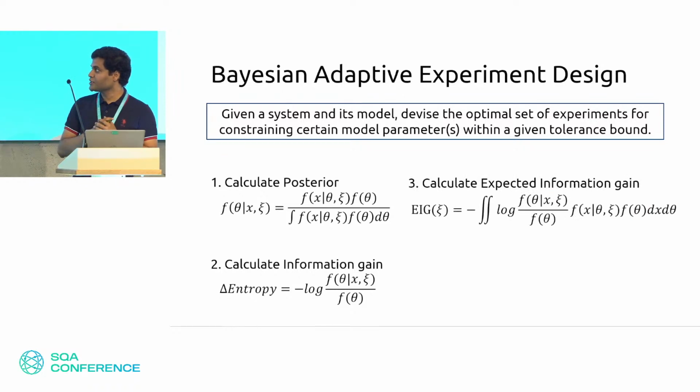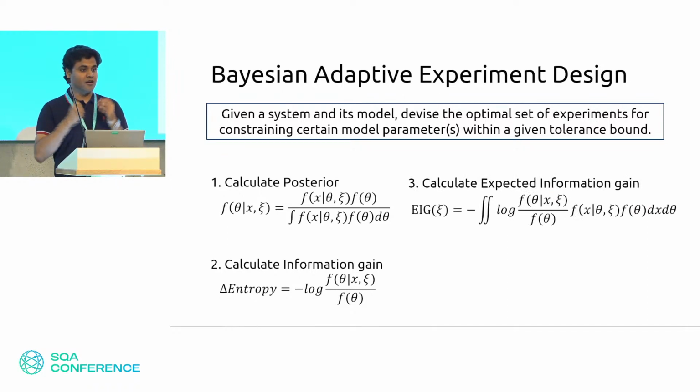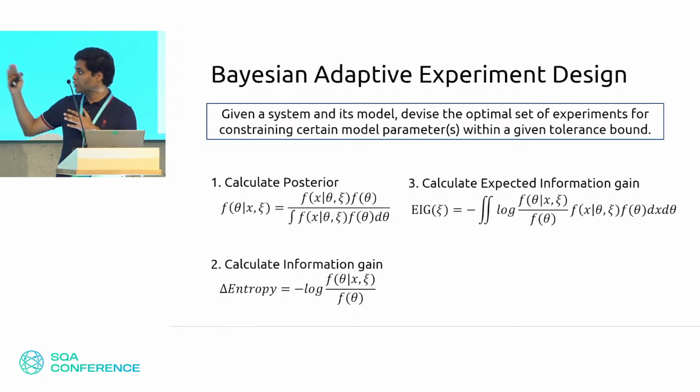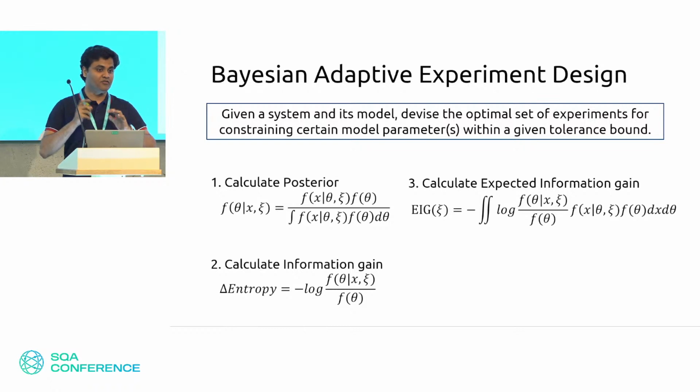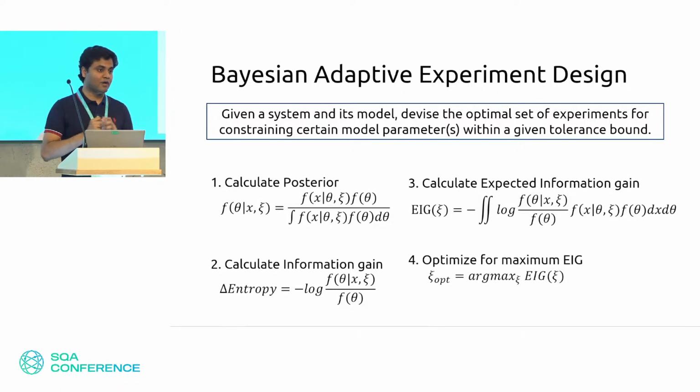And once you calculate this information gain, you want to calculate the expected information gain, which means that you have a broad range of your theta parameters, and you want to calculate, assuming all of these theta, what is the expected information gain that I can gain from my system by performing this experiment. So this is what you get. This EIG is the expected information gain for this particular set of model parameters. And then you want to optimize for the maximum information gain, because that will let you know that particular parameter to a certain degree of uncertainty.